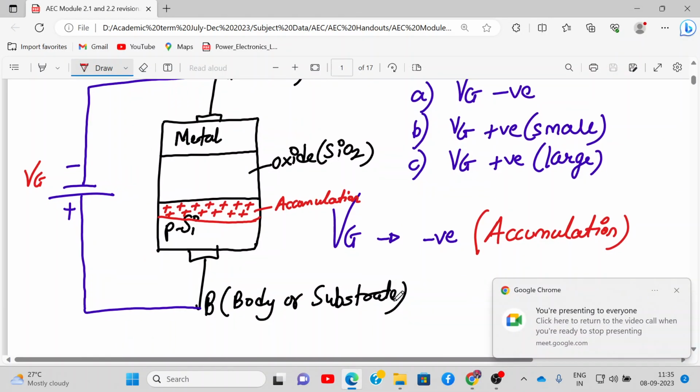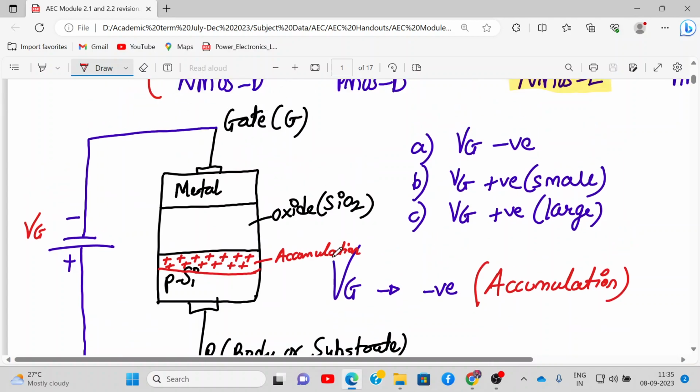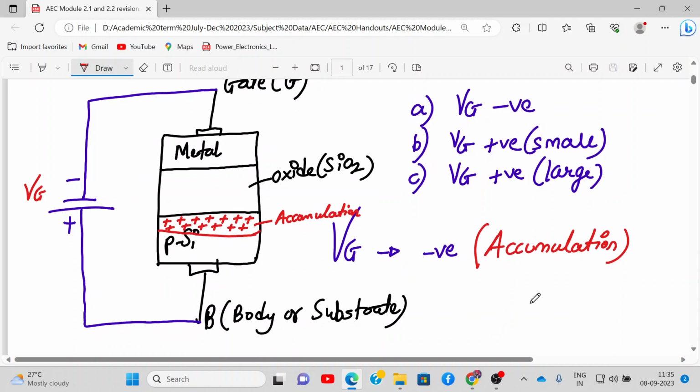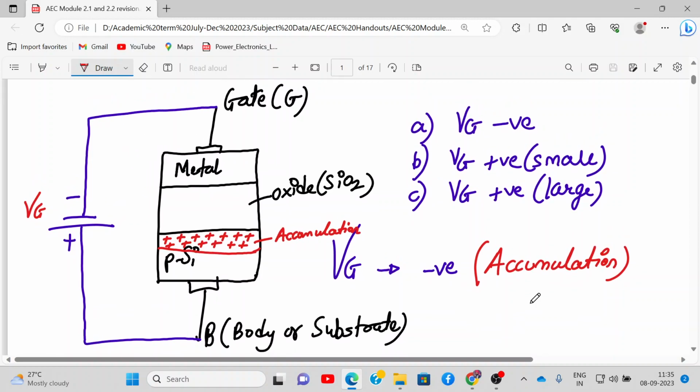Okay, fine. Let me continue. So you have understood accumulation region? Clear it is? Yes, no? Hello? Yes, sir.